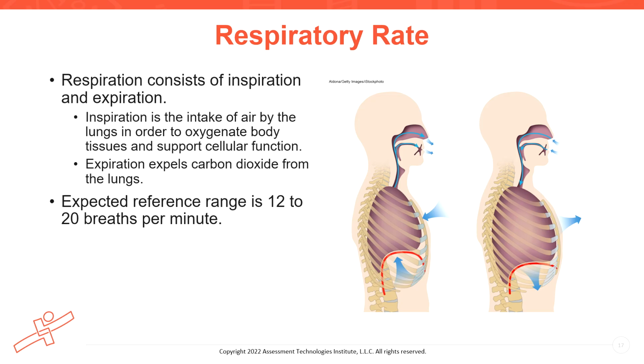Normally, an adult should have 12 to 20 breaths per minute, and that's considered a normal respiratory rate. When it is within this range, we call it eupnea. EU meaning normal. Anytime you see the prefix EU, it means normal. And pnea meaning breathing.